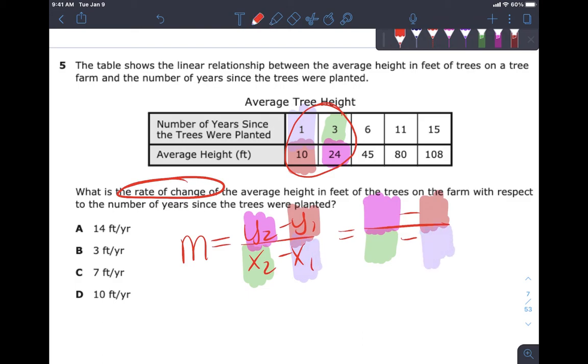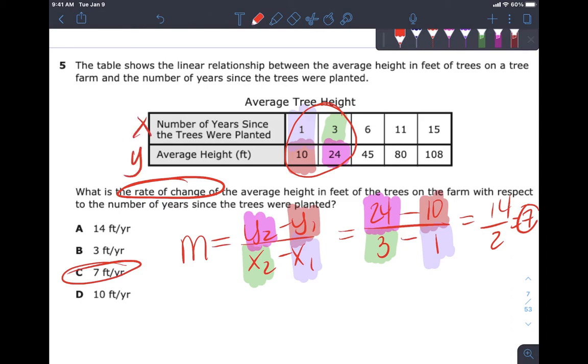Go ahead and get these written in. And we can go ahead and get started on simplifying. And I find out that my rate of change is equivalent to 7. My answer is C. But I just want to verify this.